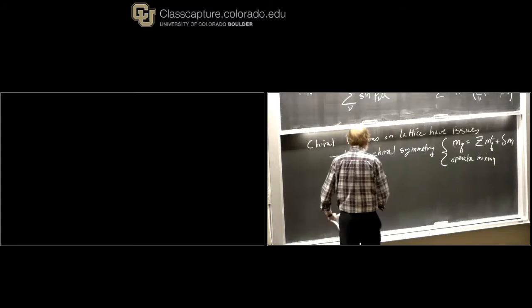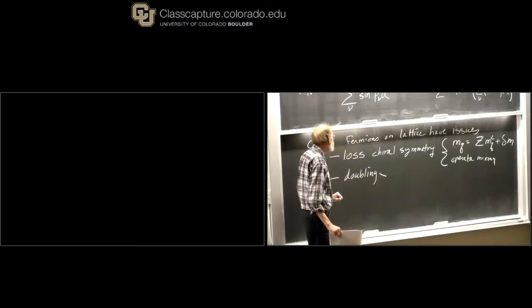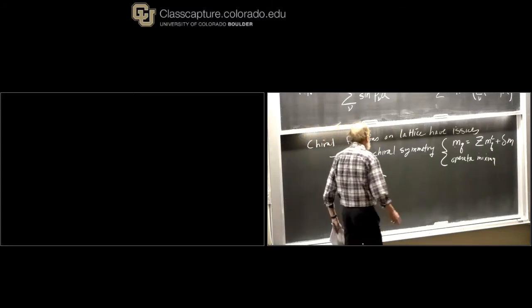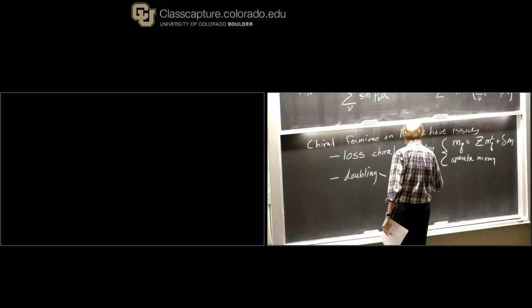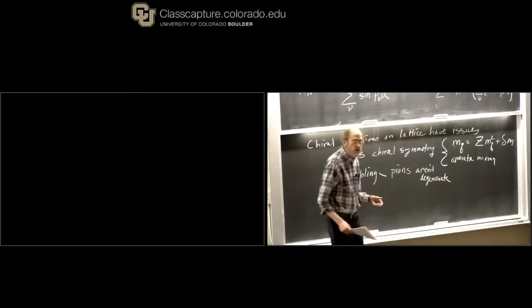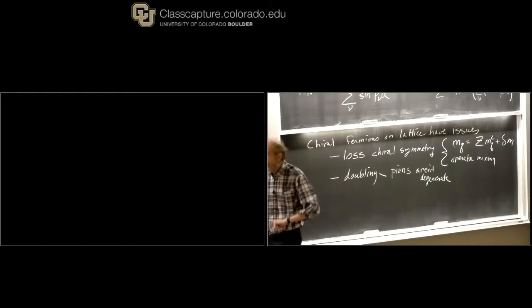Doubling, I'll show you in just a second, but one consequence, when you try to cure the doubling problem, you discover things like your pions aren't degenerate. Basically, the lattice gives you crystal fields, which breaks things which should be degenerate apart. Okay, and so you don't want to deal with these things. They're annoying.